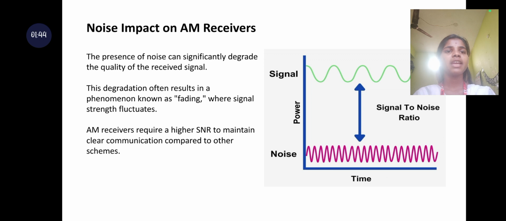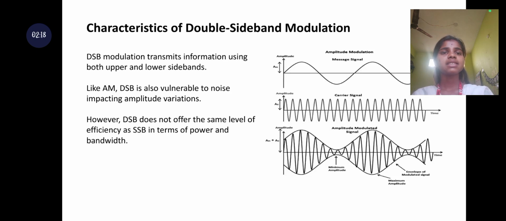Noise impact on AM receivers. The presence of noise can significantly degrade the quality of the received signal. This degradation often results in a phenomenon known as fading, where signal strength fluctuates. Amplitude modulated receivers need a higher SNR to maintain clear communication compared to other schemes. Signal power is on the y-axis and time is on the x-axis.